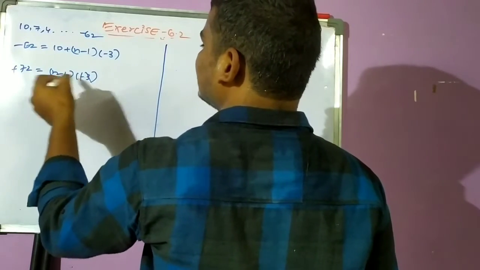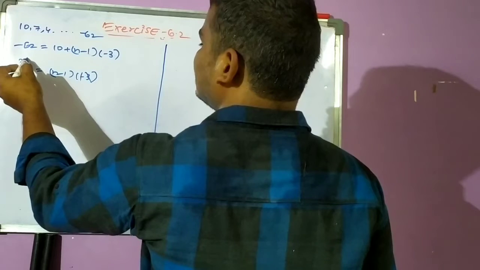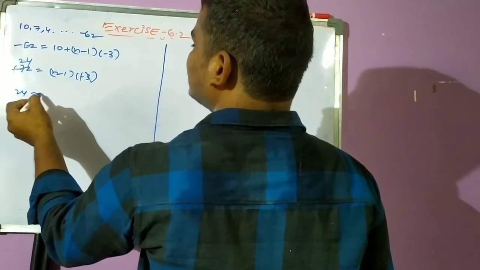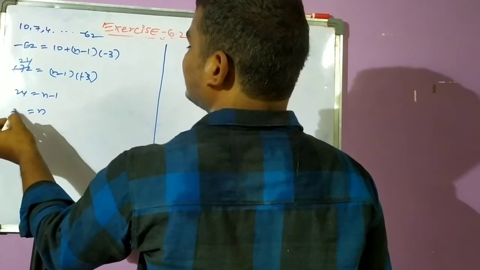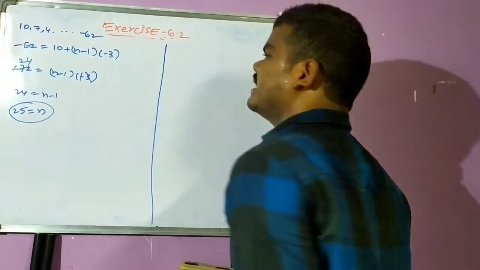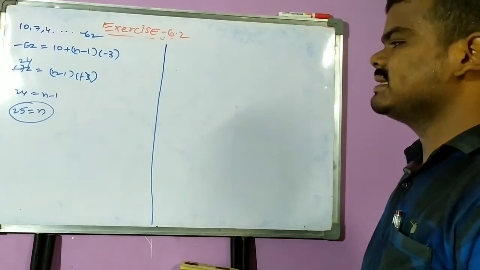Now minus 62, bringing it to this side, minus 72 is equal to n minus 1 into minus 3. Minus and minus get cancelled. 3 2s are 6, 3 4s are 24, which is equal to n minus 1. So n is equal to 25. There are 25 terms in the series.